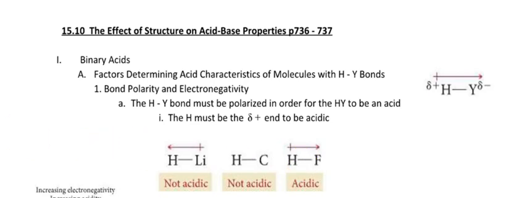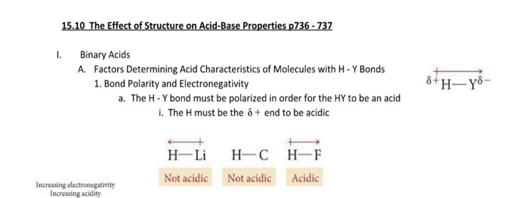But wait a minute, didn't we say earlier that HF, hydrofluoric acid, is a weak acid? But we said HCl, HBr, and HI are actually more acidic. Well, what's up with that? Fluorine has the highest electronegativity, so shouldn't it be a very strong acid? The answer is not quite. Notice that these three here are all in the same period. So yes, HF within period 2 is the strongest acid, but it's not a strong acid.